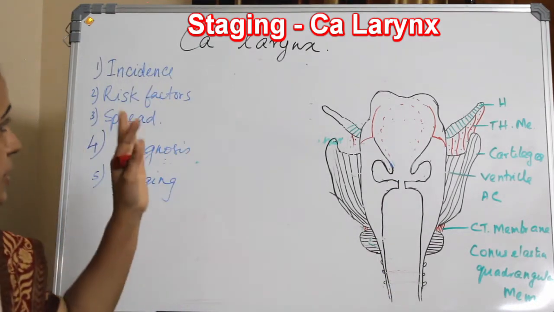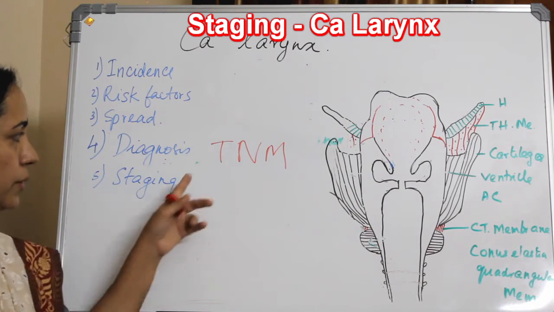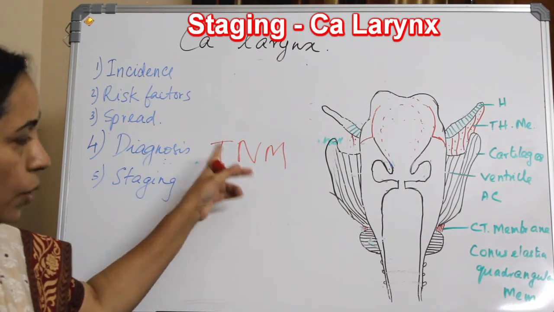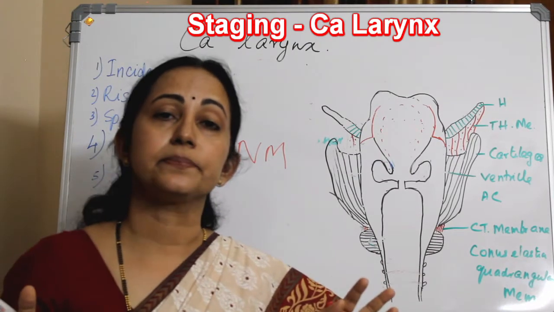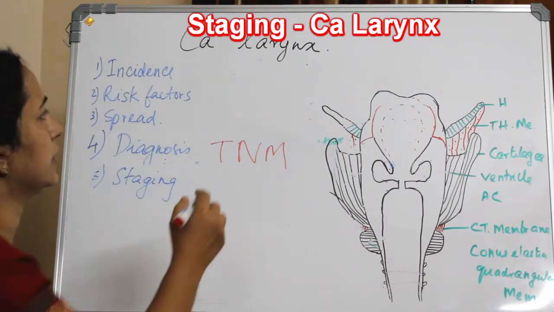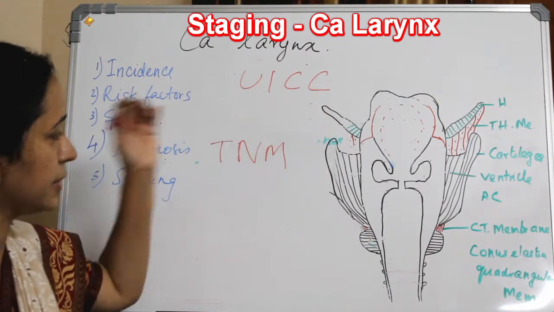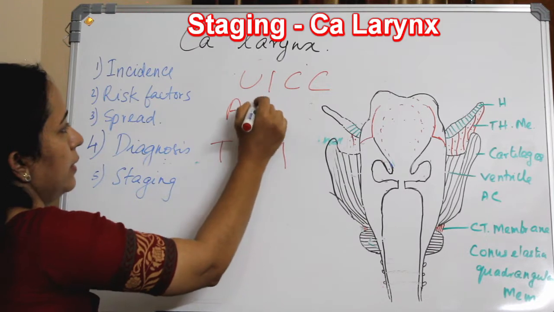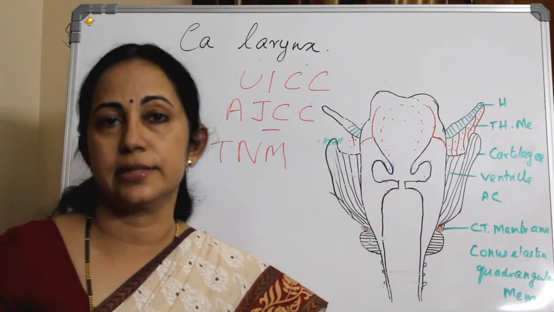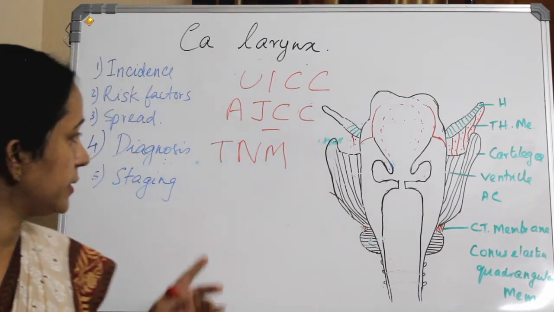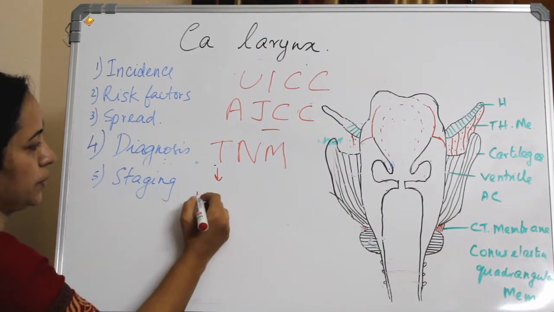So in CA larynx, the accepted one is TNM staging, that is based on the extent of the primary, the nodal and the distal metastasis. This is contributed from both sides of the Atlantic: from the European Union there is the UICC, the International Union Against Cancer staging system, and for America it is the American Joint Committee, AJCC. In my institution we are following the AJCC staging system, and that I am going to explain. And T is the extent of primary, that is the primary tumor.